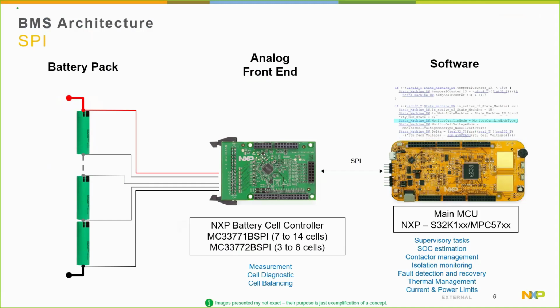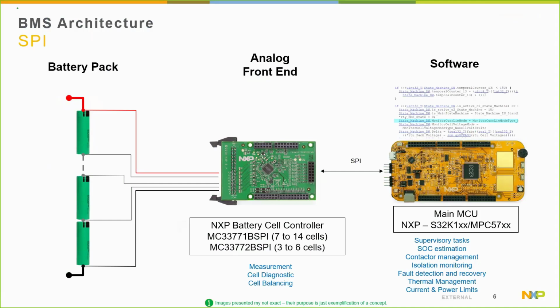The battery cell information is then transferred to the microcontroller unit through the classic serial peripheral interface. In this example, we use the S32K142, an ARM Cortex-M4 based MCU. The main MCU runs the BMS algorithm. This puts together all the measurement results delivered by the cell controller. Besides the supervisory tasks, the BMS algorithm performs the state of charge estimation, manages the contactor, and monitors the isolation. For the pack, it also performs the fault detection and recovery. It also monitors if the key values are under the safety limits.